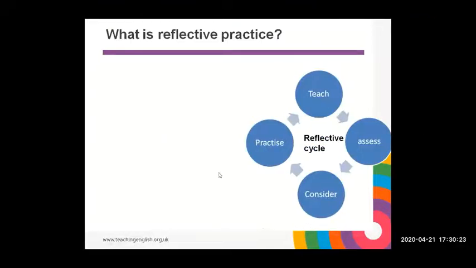Okay, let's look at this diagram. What is a reflective practice, and what is the process that we are going to deal with? Which comes first of these four parts: the teach, assess, consider, and the practice? It's called the reflective cycle. So what comes first? If you are willing to answer, just unmute yourself.